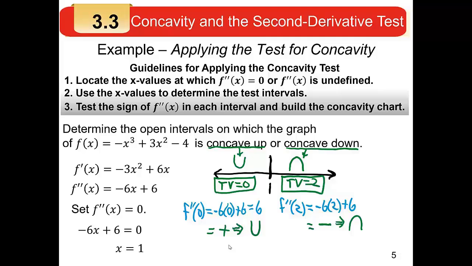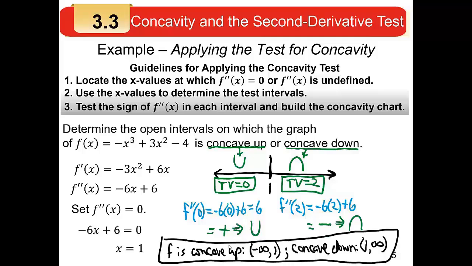Since there's only one number to test, that means you only have to test for 2 intervals. So to wrap it up, what you've shown is that the function is concave up to the left of 1. That's minus infinity to 1. And it's concave down to the right of 1. That's 1 to infinity.